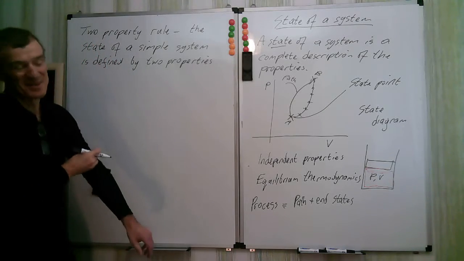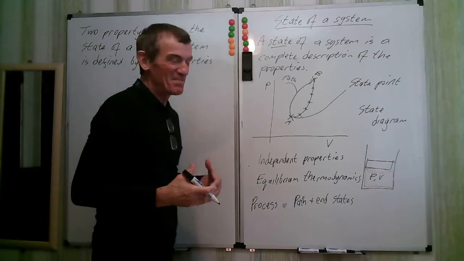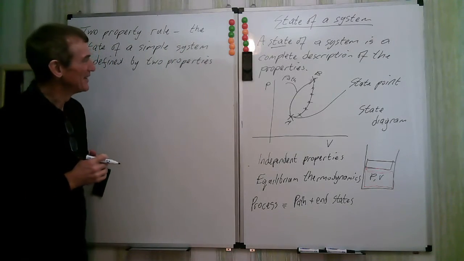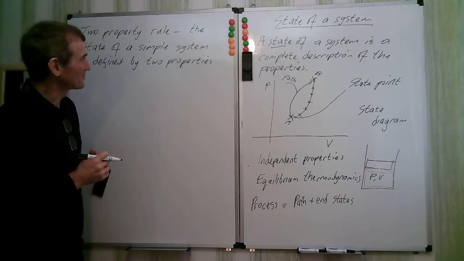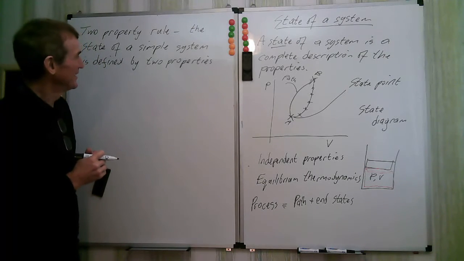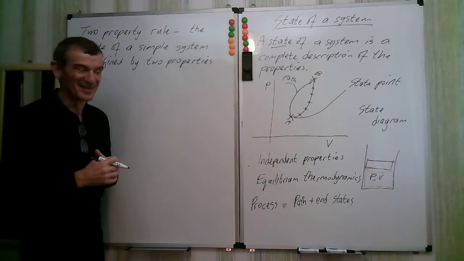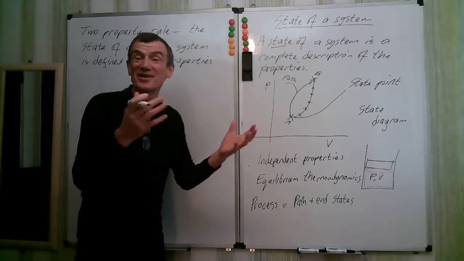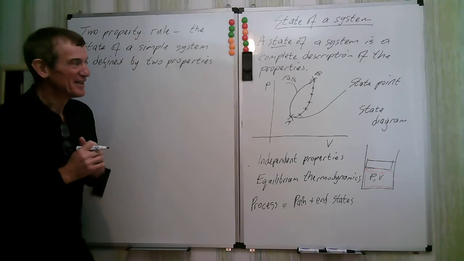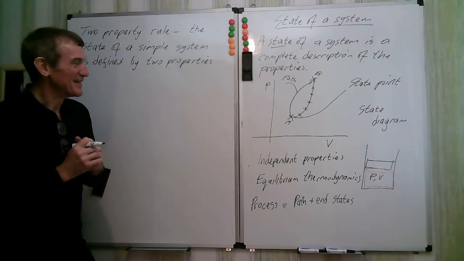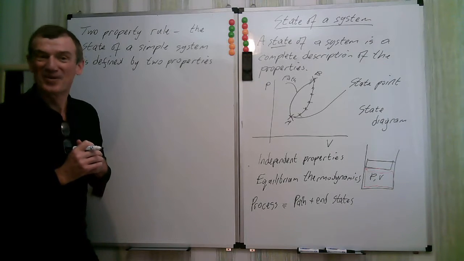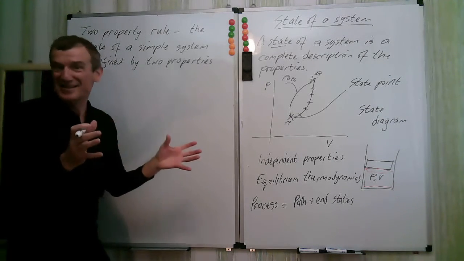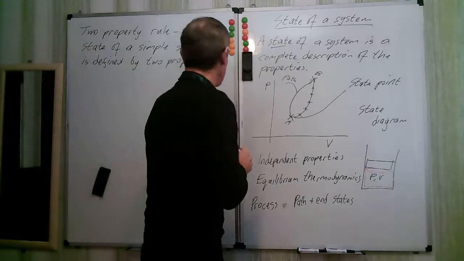Usually a simple system is a pure substance, tends to be uniform, such as a gas that definitely satisfies the ideal gas law, for instance. You probably know the ideal gas law. When you think about it, it's telling me how pressure is related to temperature and volume. So that is essentially a two property rule being applied there.